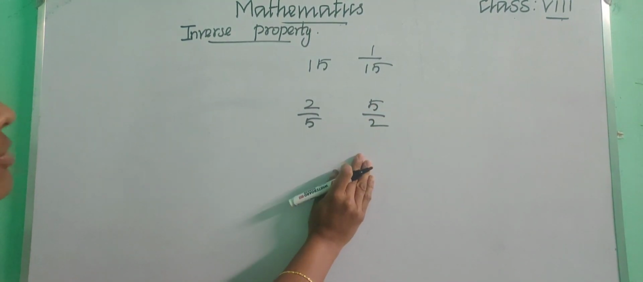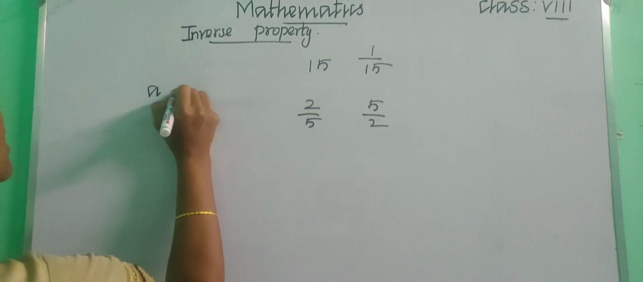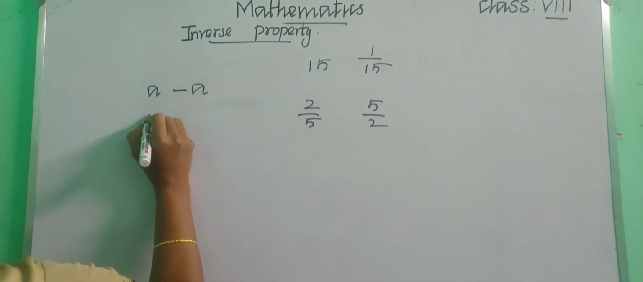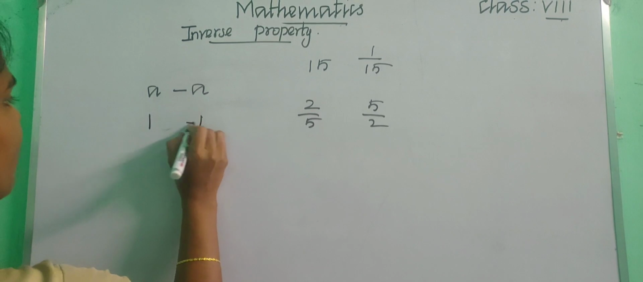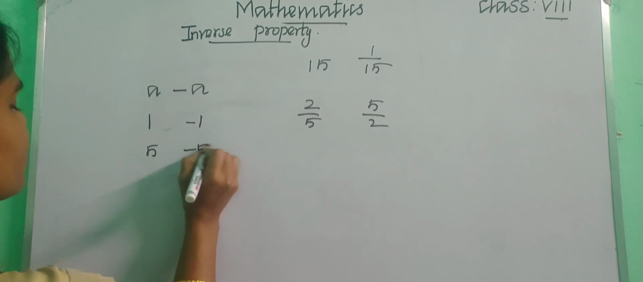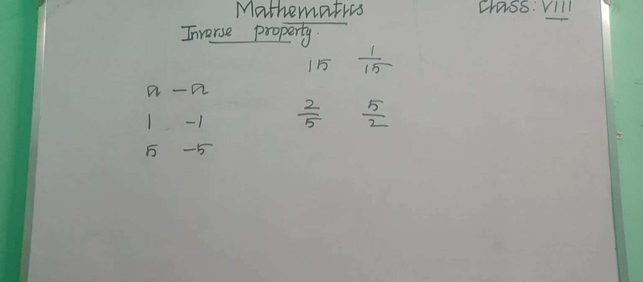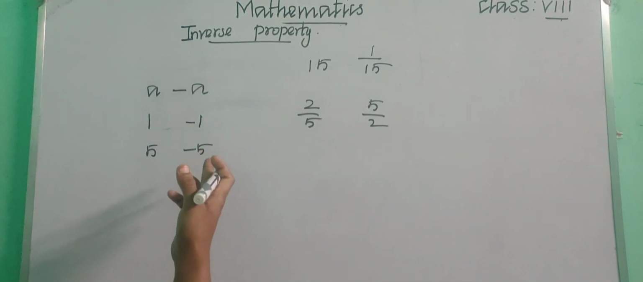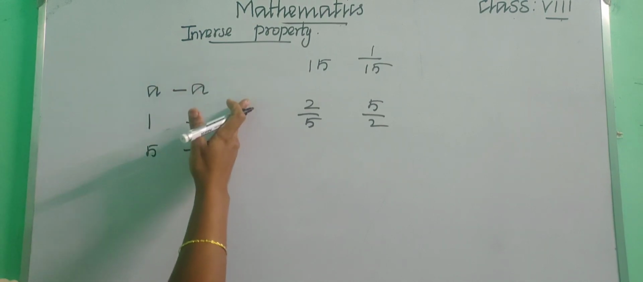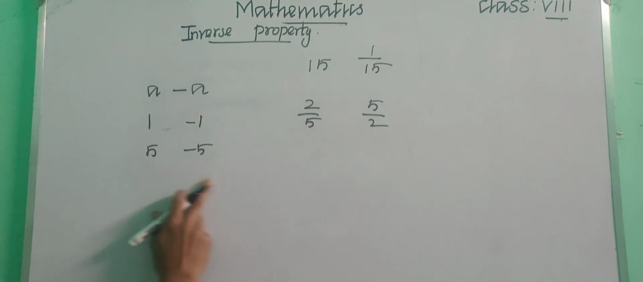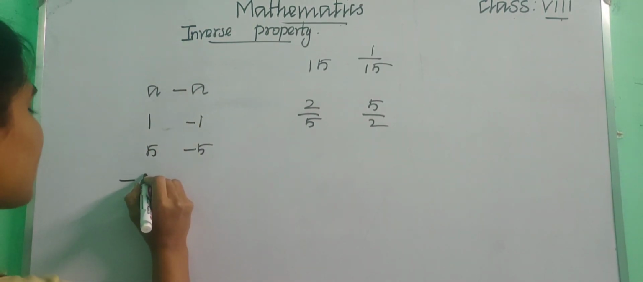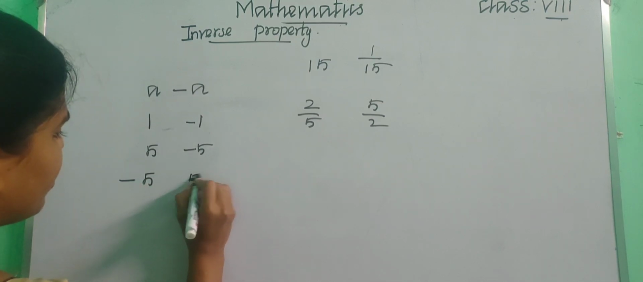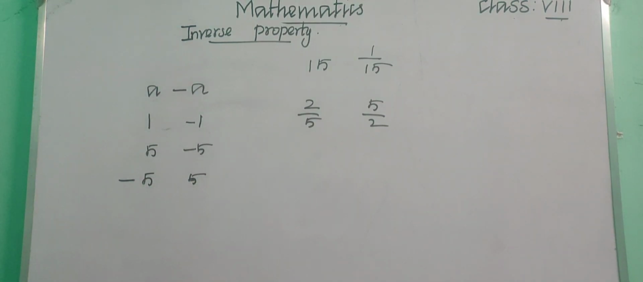Okay, children, simply the reverse. If it is addition or subtraction, it means A minus A. 1 minus 1, 5 minus 5, it is the inverse. So what is inverse? Inverse means simply in addition we need to change the sign. Addition means subtraction. So if it is minus 5, what will you write? 5. That is the inverse. But in multiplicative inverse, we need to take the reciprocal. That is called inverse property.